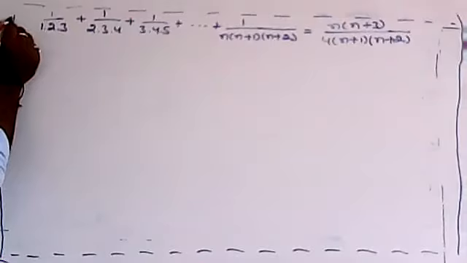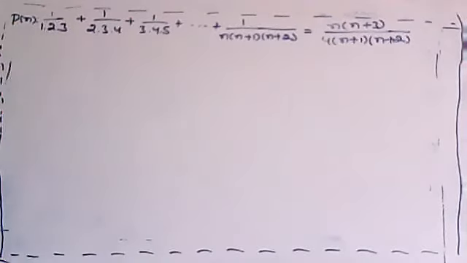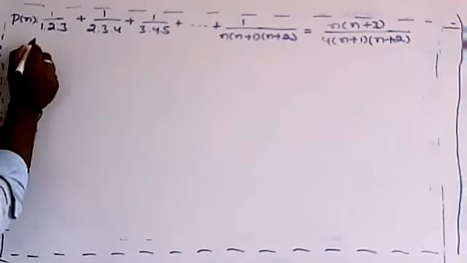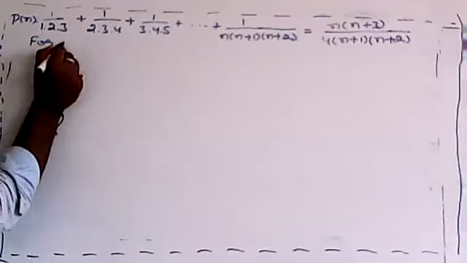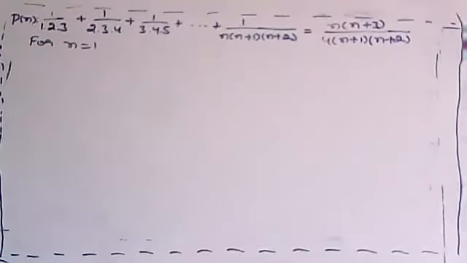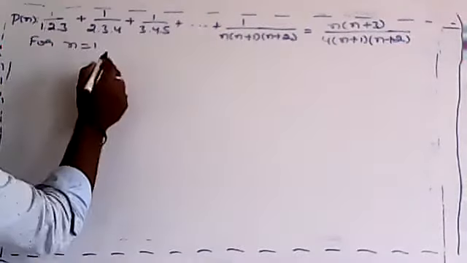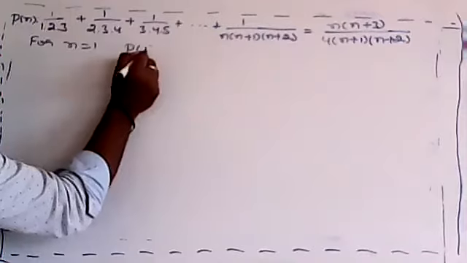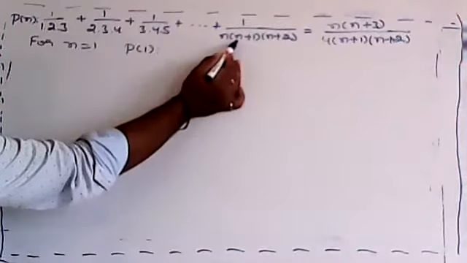So before that, we have to take this as what? P of n. Correct? You take that one as P of n. So next is what? For n is equal to 1, we have to move. Correct or not? For n is equal to 1, what we get here? P of 1.